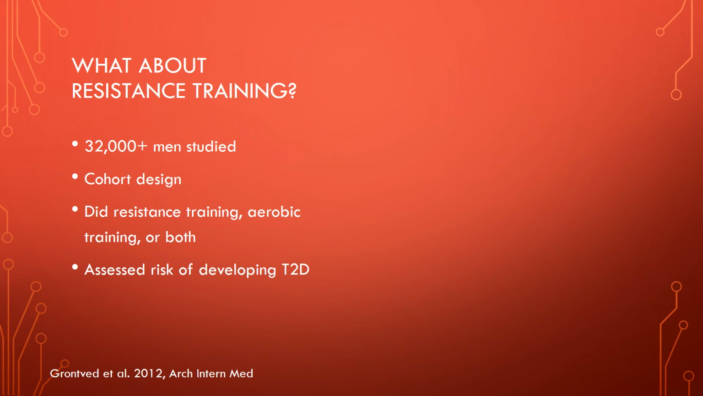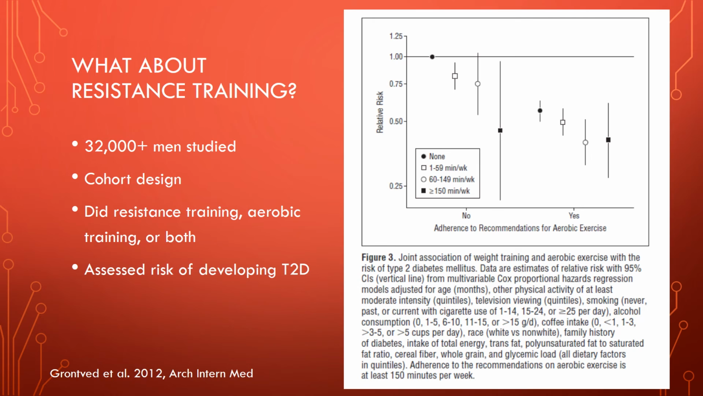Here's one more study I want to talk about. Typically, we think of aerobic exercise as helping with diabetes, but there's been some interesting research lately about resistance training. In this study, they used a cohort design, and they studied more than 32,000 men, who did either resistance training, aerobic training, or both. They followed them over time and assessed their risk of developing type 2 diabetes. So here's the data. Let me walk you through this.